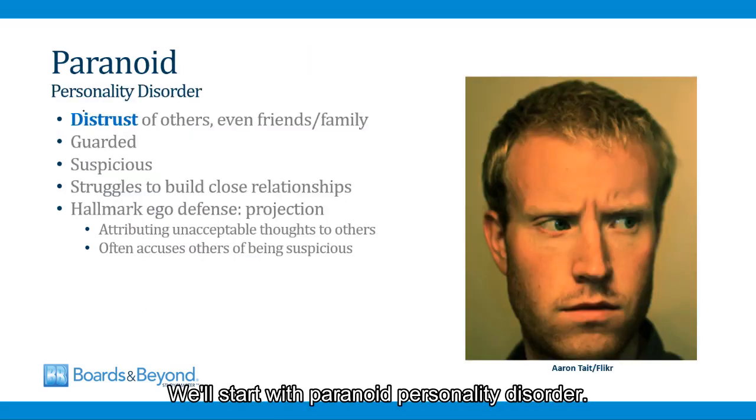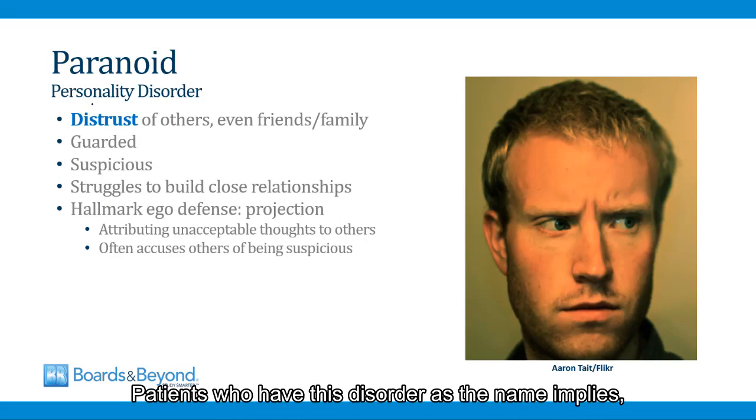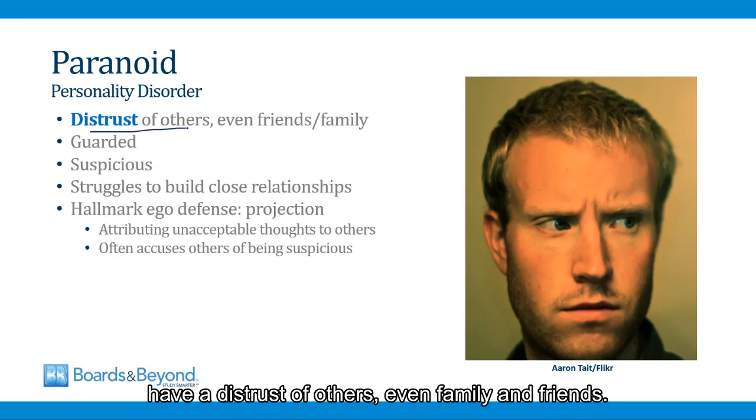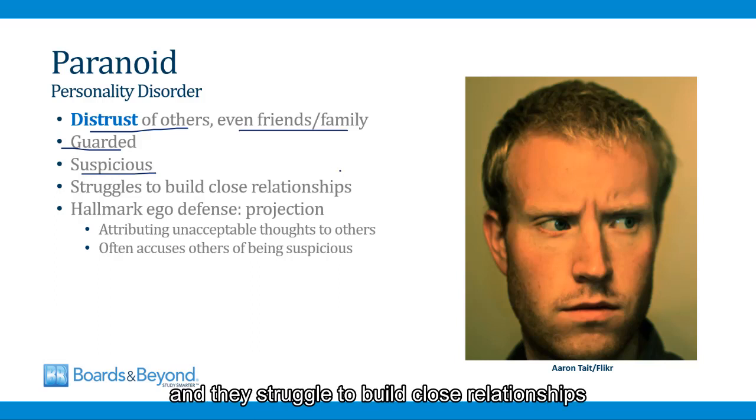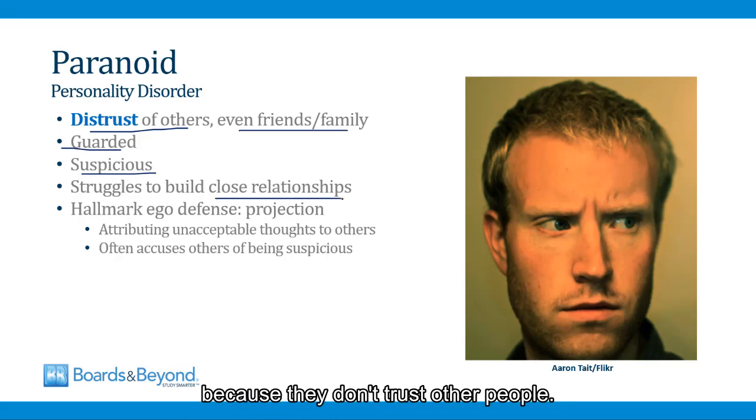We'll start with paranoid personality disorder. Patients who have this disorder, as the name implies, have a distrust of others, even family and friends. So they often behave in a guarded manner, careful of what they say and do. They're suspicious of others, and they struggle to build close relationships because they don't trust other people.